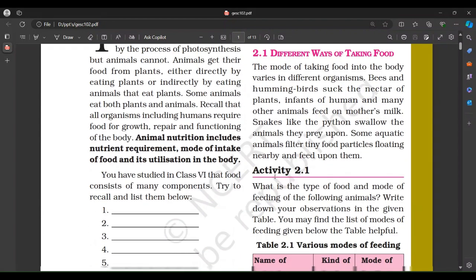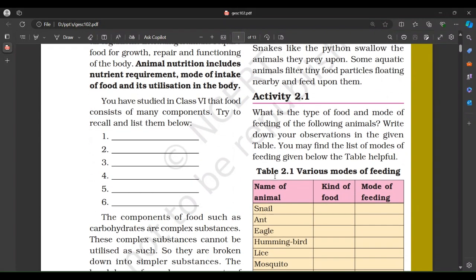Which are those? Here you have to write the components. You have studied in class 6 that food consists of many components, so try to recall and list them out. These components are giving the nutrients. After eating the food, what do you feel? You feel energetic, right?